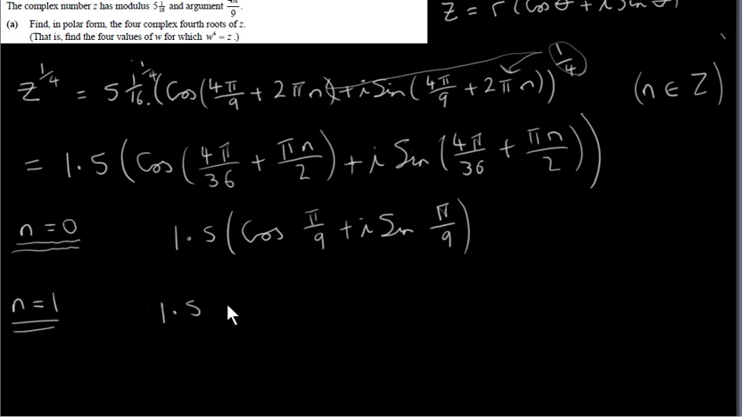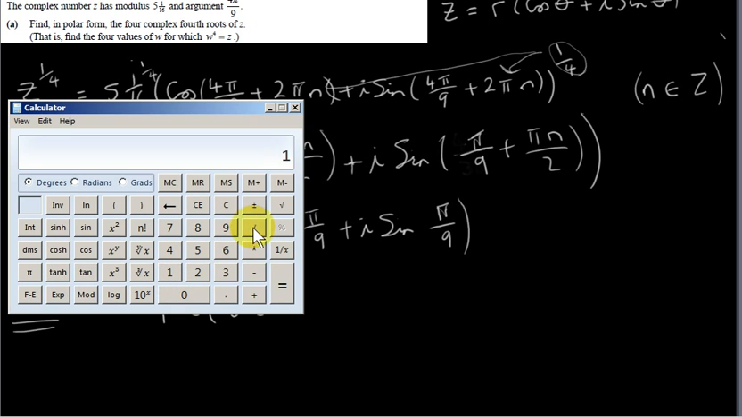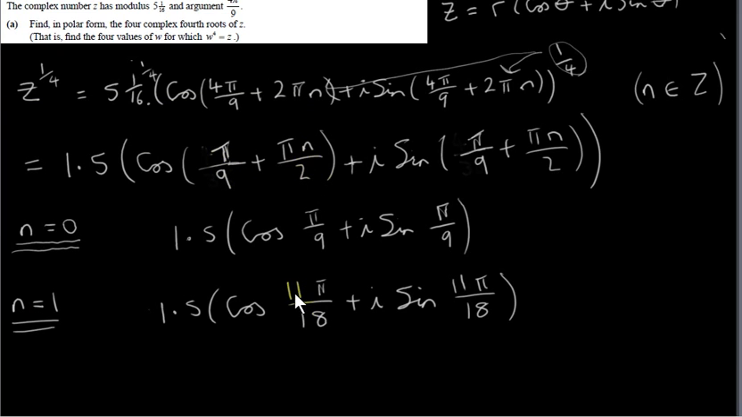So another solution is 1.5 into cos of, well, this is actually pi over 9. Pi over 9 plus, if we put 1 in here, we get pi over 2 times 1. So we have pi over 9 plus pi over 2. You could work that out in your calculator by putting in 1/9 and adding on a half. So 1/9 plus a half is actually 11 over 18. So we continue on like this.